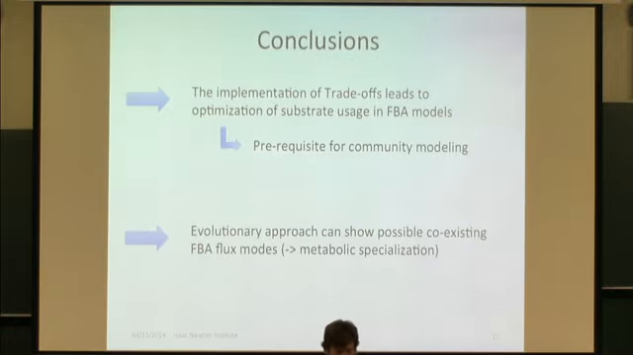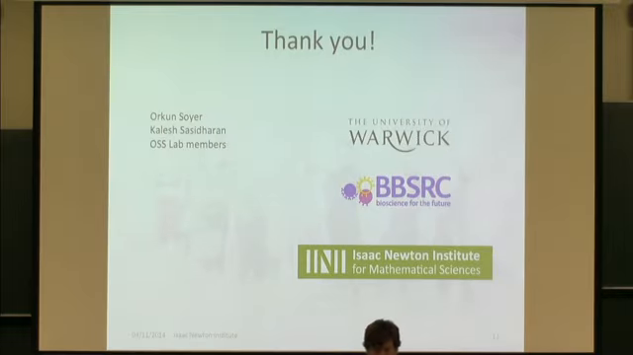So to conclude, implementing trade-offs can allow us to handle this multiple substrate issue, for example, which I think is a prerequisite to build community models. And the evolutionary approach allows additionally to have bifurcation events, so you would never get out of an FBA telling you need two different flow patterns in that model to optimally use the environment, but the evolutionary FBA can tell you this and say, well, actually this model will bifurcate into two states and then optimally use this environment. So that's it. Thank you.